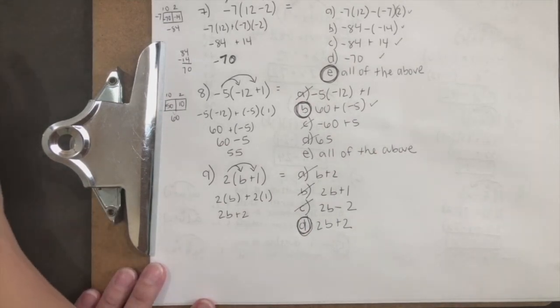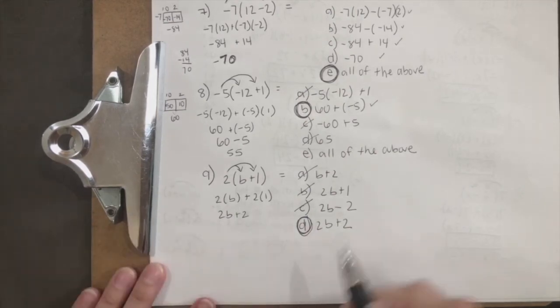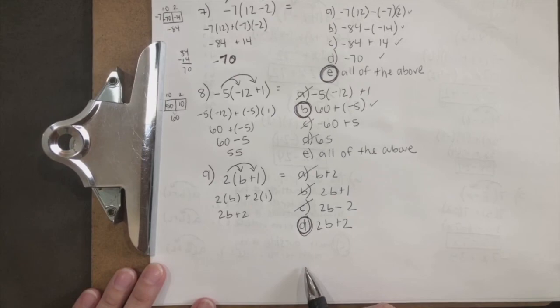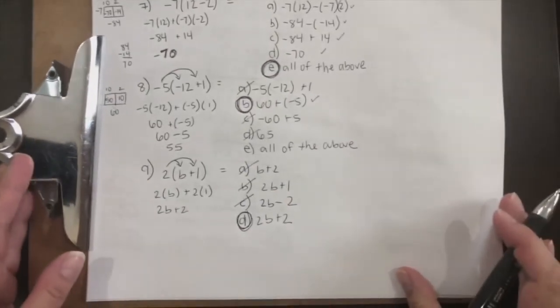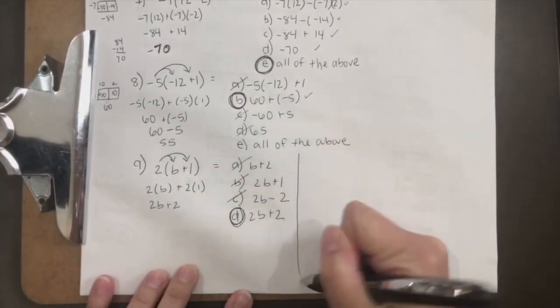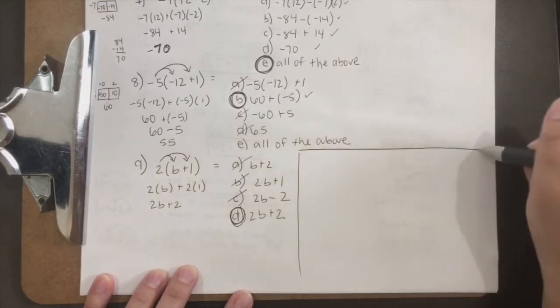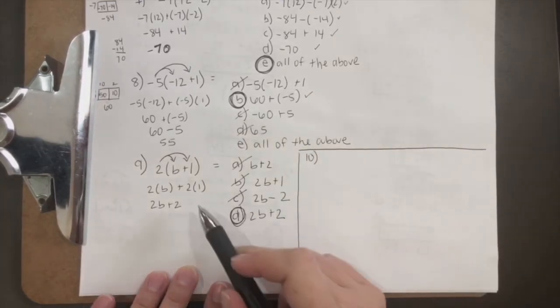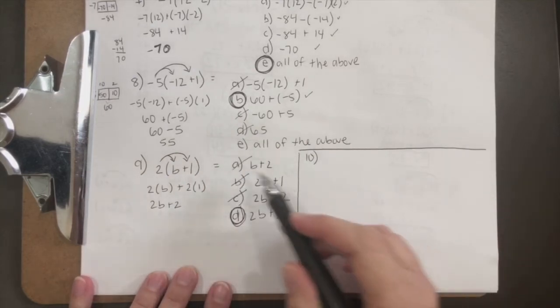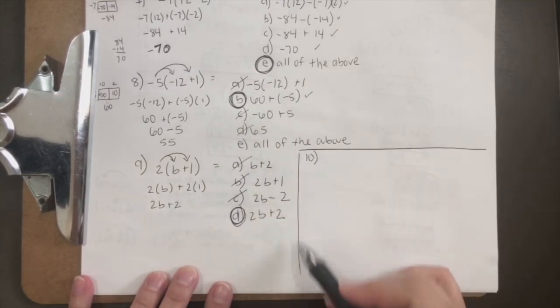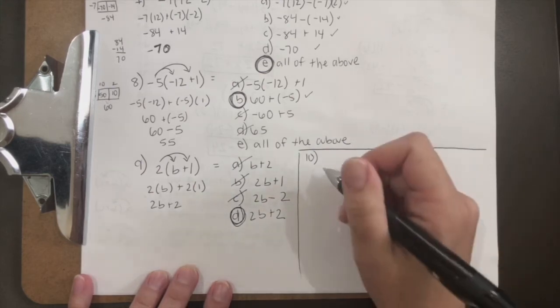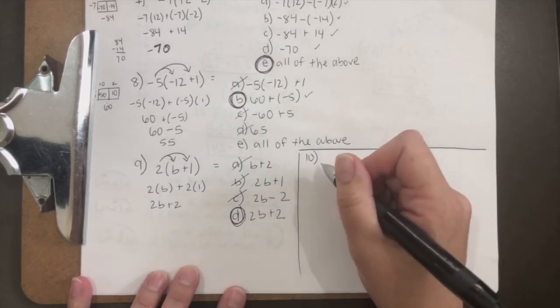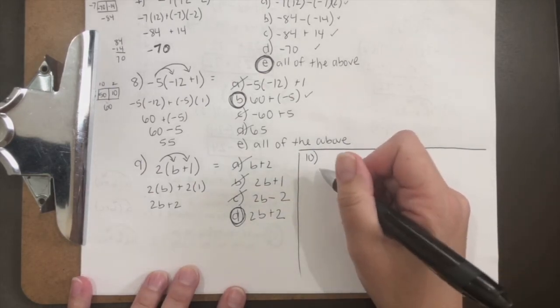Number 10 is the last one. Otherwise, I'm going to have to get a new sheet of paper. I think I can do it right here. If you do that on your work where you have to kind of squeeze it in and it's not really obvious where you're putting it, do something like that where you draw the lines so it's easy to see where your next answer, your next question is.